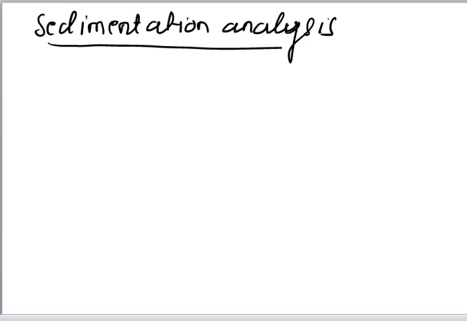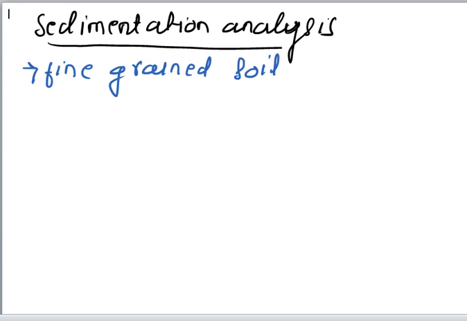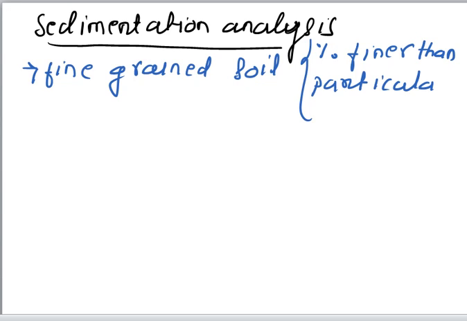So as I have said, this is made for fine grained soils, and sedimentation analysis is a method for finding percentage finer. Remember, the objective is to find percentage finer. We have to find percentage finer than a particular size. D is the diameter of the solid.